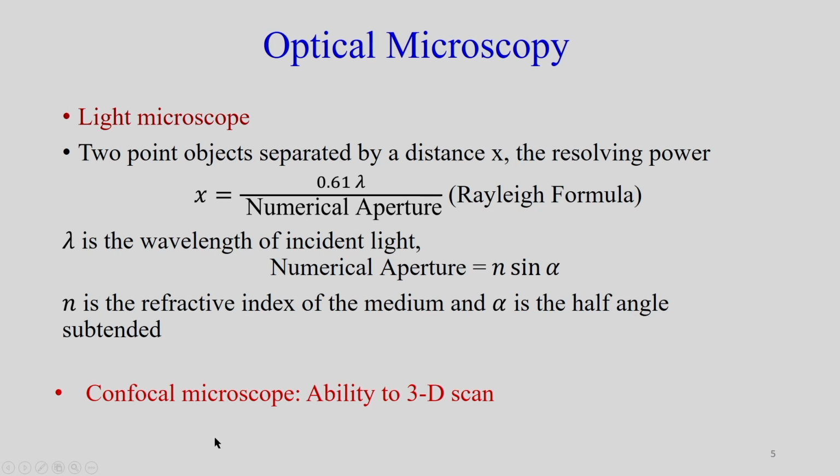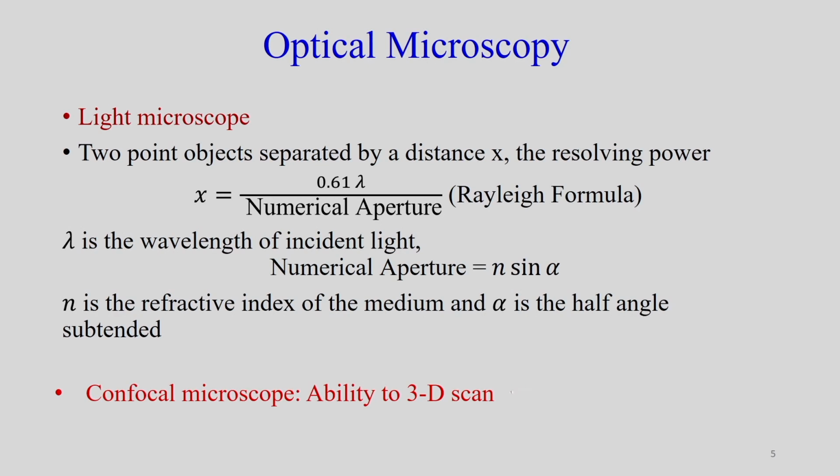Apart from this light microscope, recently we also use the confocal microscope. It has the ability to visualize objects in 3 dimensions, and particularly it is very useful for biomacromolecules or biological samples, let us say for the cells or the membrane.